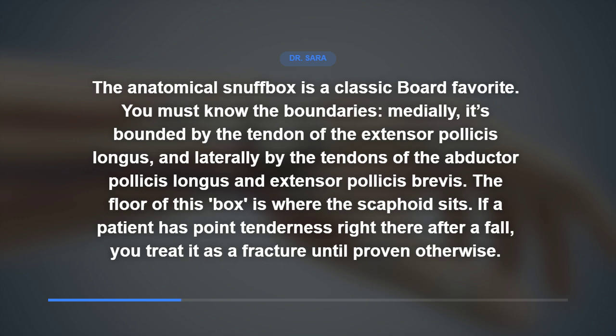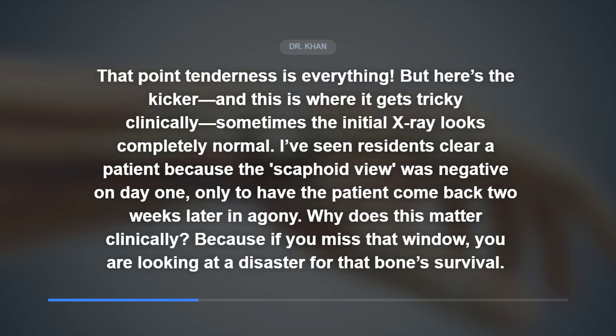Medially, it's bounded by the tendon of the extensor pollicis longus, and laterally by the tendons of the abductor pollicis longus and extensor pollicis brevis. The floor of this box is where the scaphoid sits. If a patient has point tenderness right there after a fall, you treat it as a fracture until proven otherwise. That point tenderness is everything.